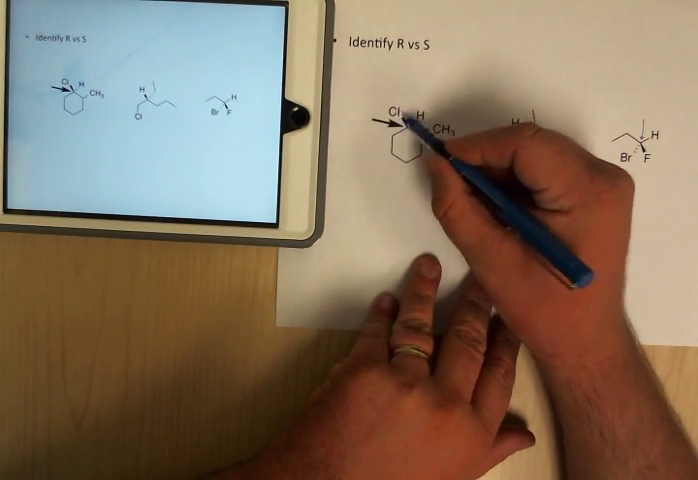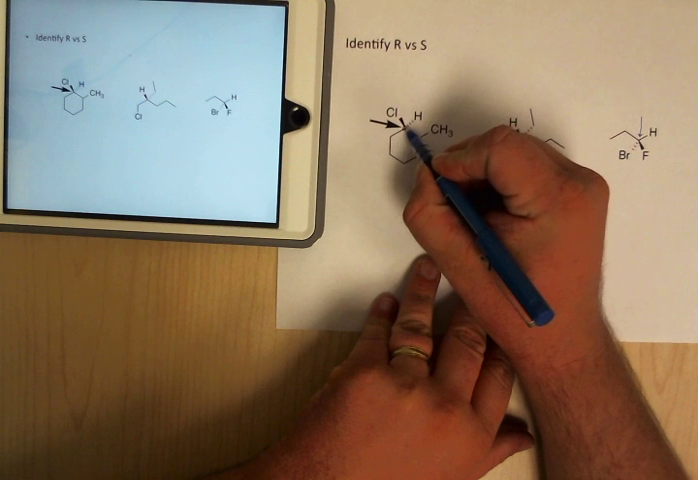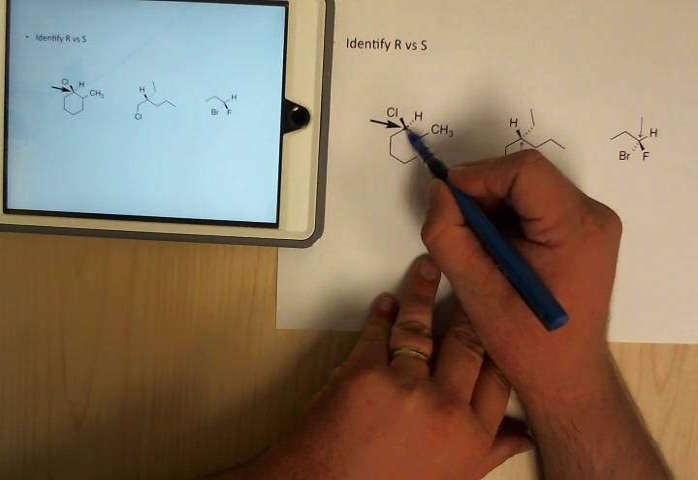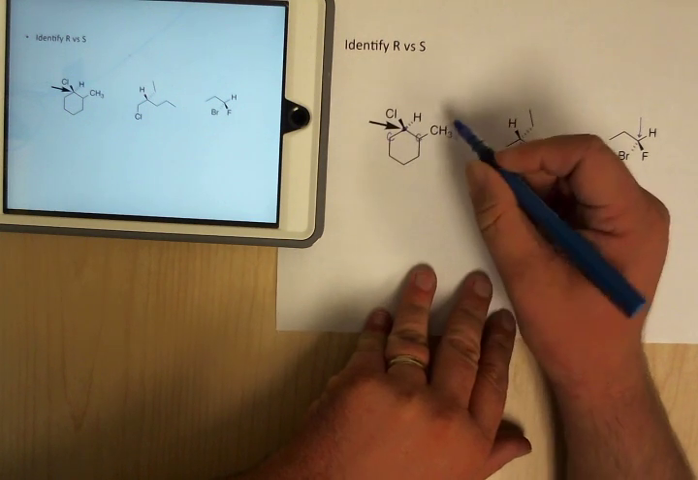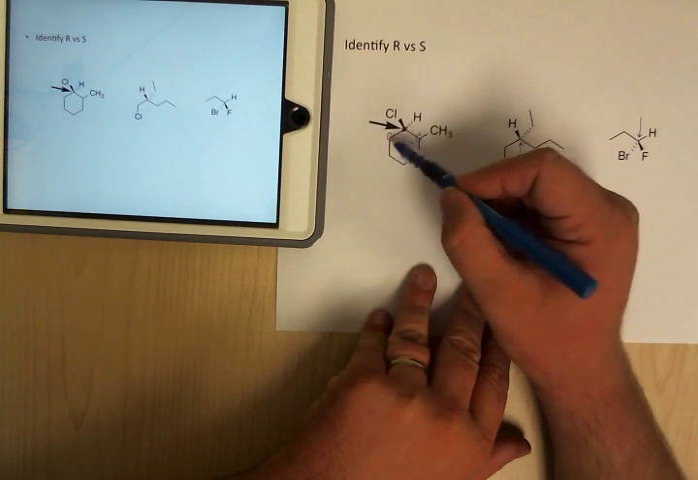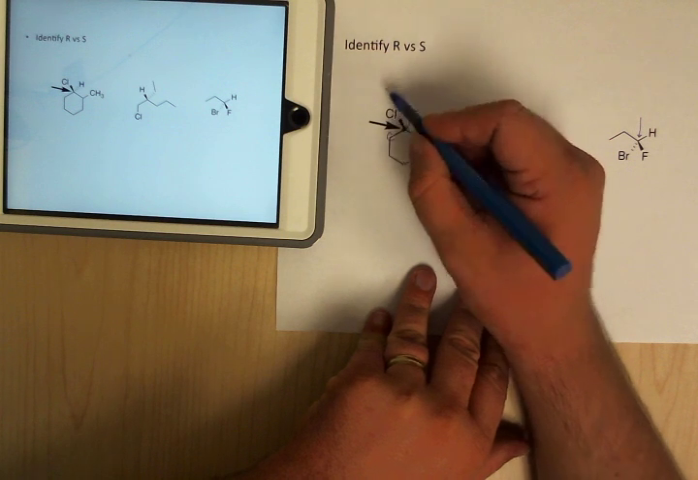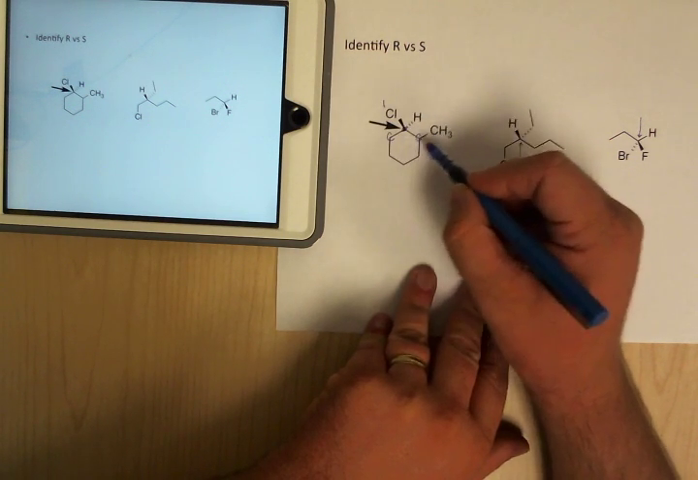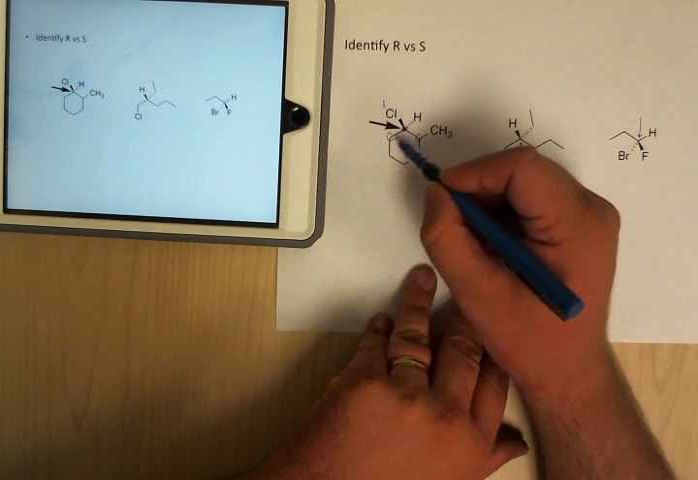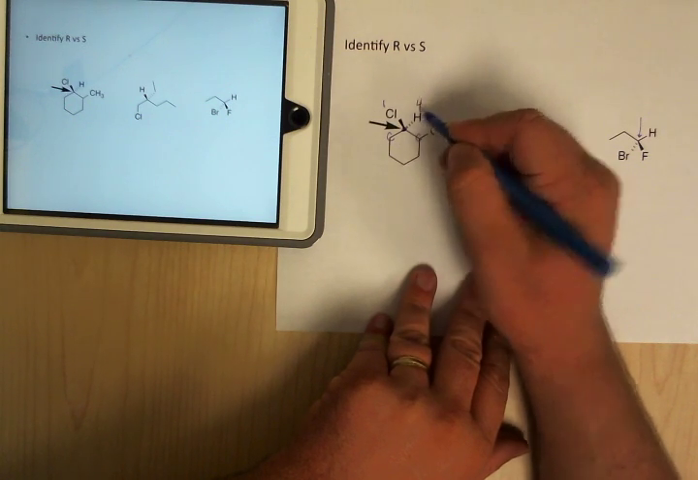So for this one here, you look at exactly what's attached directly to this carbon atom where I'm pointing. We have a chlorine, a hydrogen, a carbon, and a carbon. Just from mass terms, the chlorine's the heaviest, so that's going to be number 1. Then the carbons, but we don't know which one at this point, so those will be 2 or 3, and the hydrogen is going to be 4.